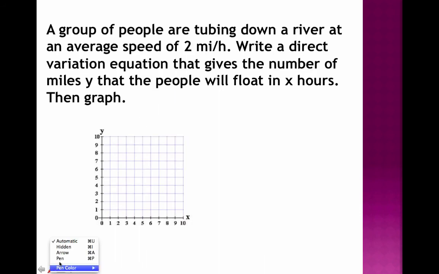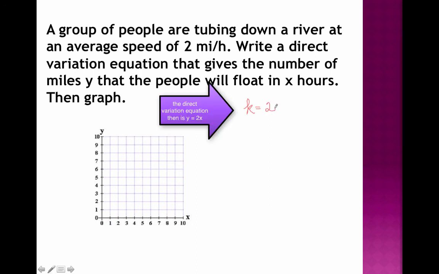So, of course, I'm going to throw in a real-world situation. I've got a group of people tubing down a river at an average speed of 2 miles per hour. I want a direct variation equation that gives the number of miles y that the people will float in x hours, and then I'm going to graph that. So the first thing I notice is my constant of variation is going to be 2. I know that for every x I plug in, I multiply by the constant of variation 2, and that'll give me my y value. So my k equals 2.